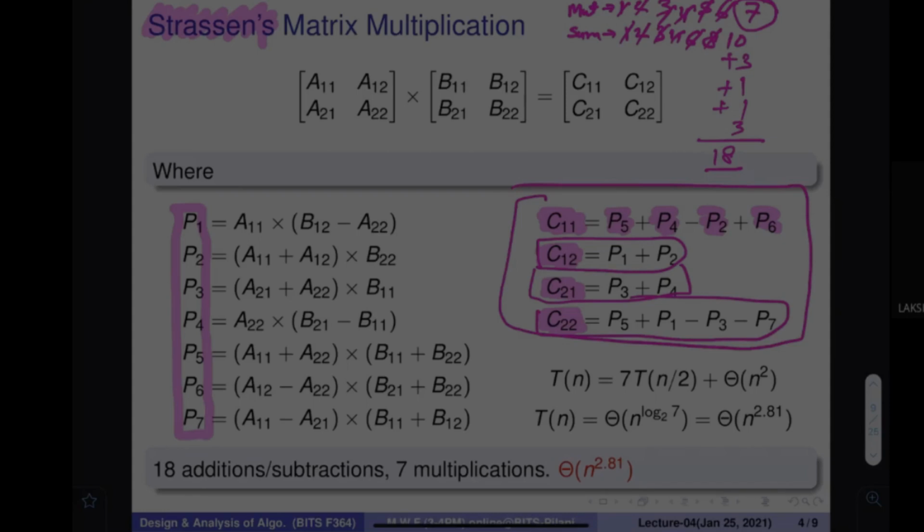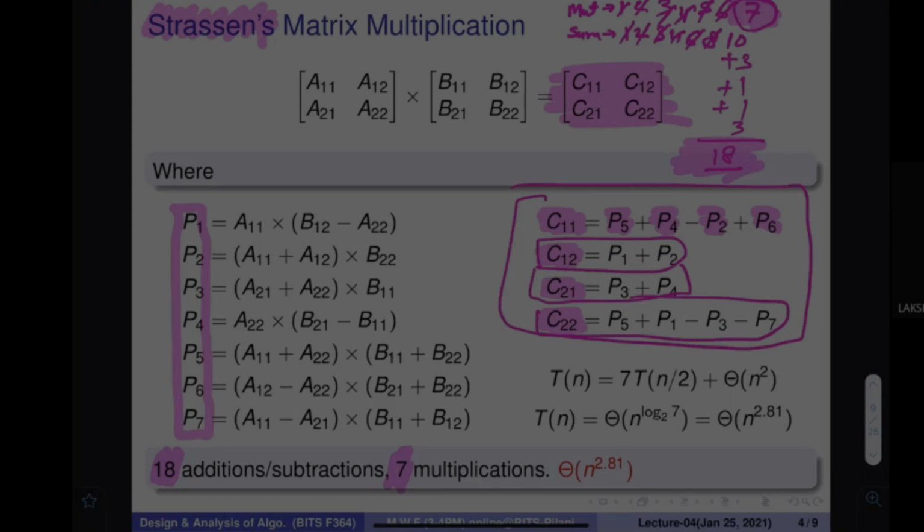Do you need any multiplication to find out the C's? No, given the value of P's, you need not do anything. So essentially, he told that if you do these 18 additions and 7 multiplications, then you can find out all these values of C's very easily.